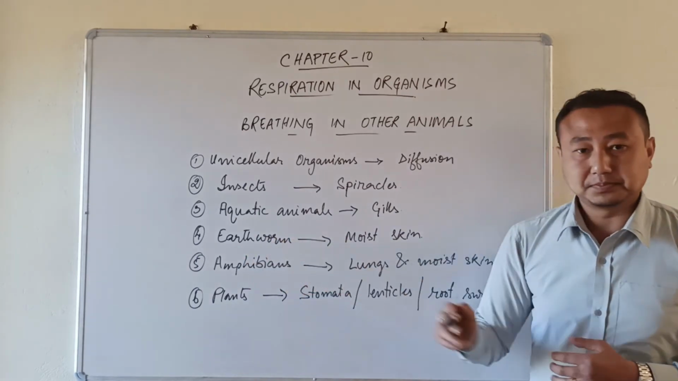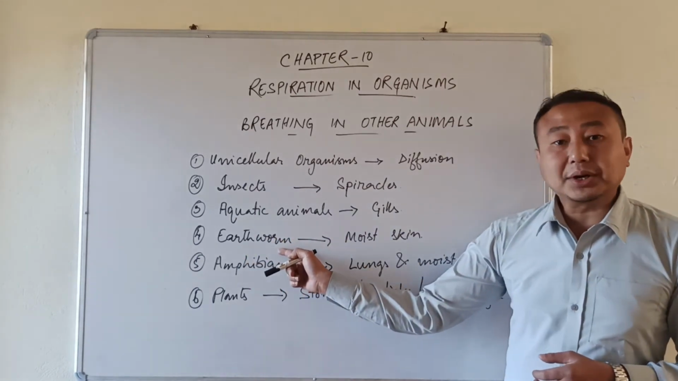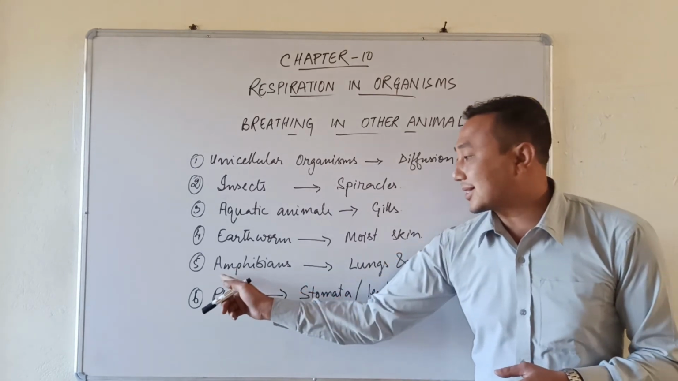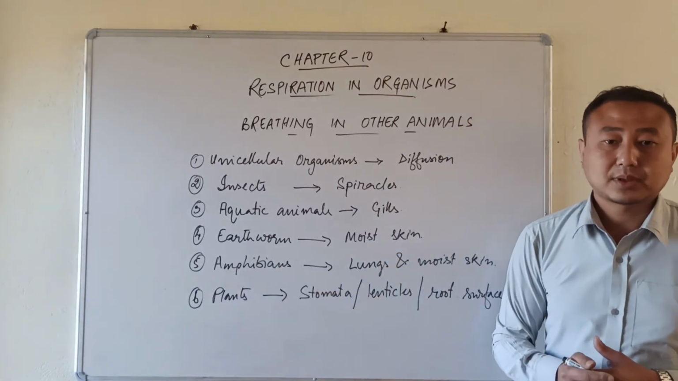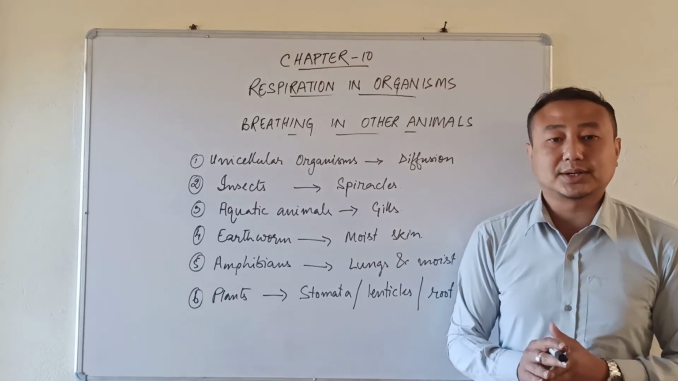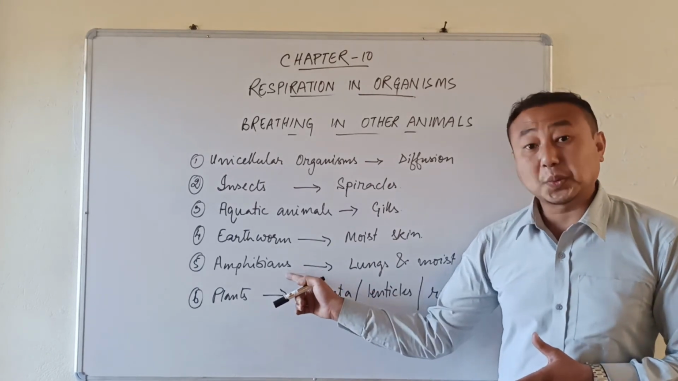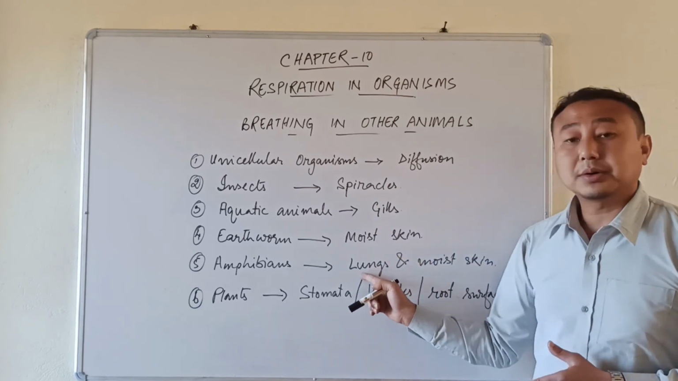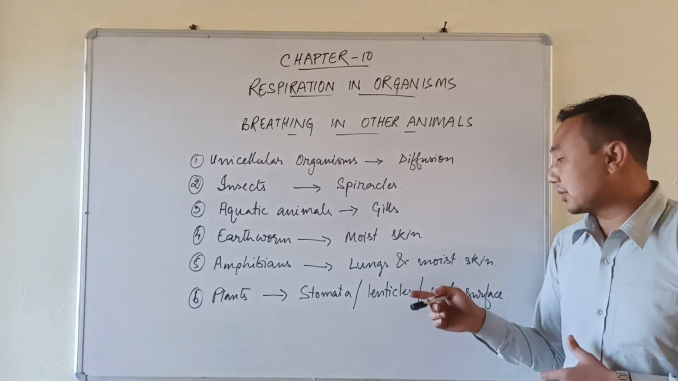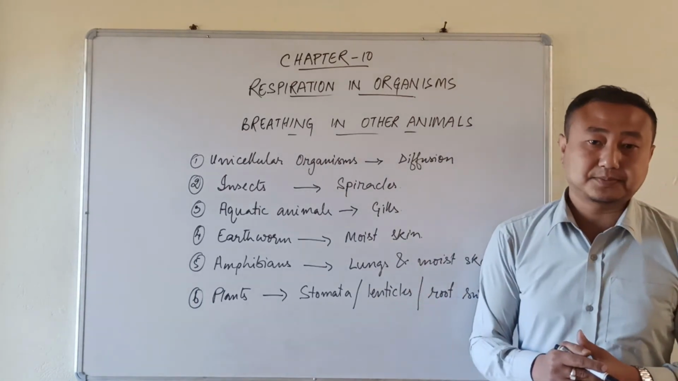Next one, earthworm. The earthworm respires by the help of its moist skin. Next animal is amphibians. Amphibians are the animals which can live both on land as well as in water. When they are on land, they respire by the help of lungs. And when they are in water, they respire by the help of their moist skin.